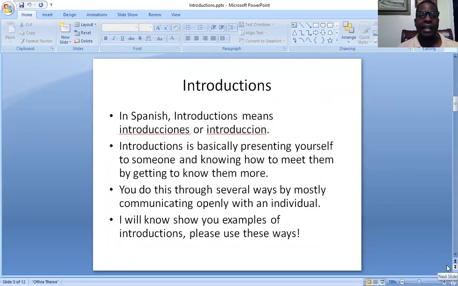Introductions. In Spanish, introductions means introducciones or introducción. Introductions is basically presenting yourself to someone and knowing how to meet them by getting to know them more. You do this through several ways, but mostly communicating openly with an individual. I will now show you how examples to introductions so you can use them carefully. Please use these ways.